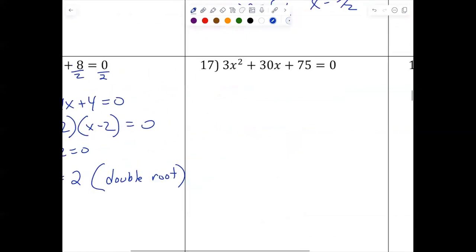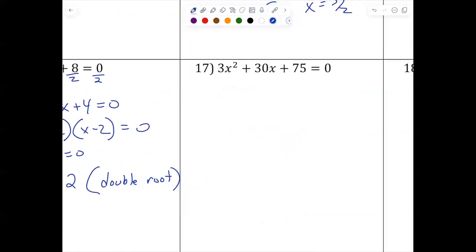All right, so everybody take a look at number 17. What should I do first on 17? GCF is 3. So I want everyone to divide it by what? 3. Everybody start out by dividing by 3. Come on, come on. All right, Liv, when I divide by 3, what do we get?